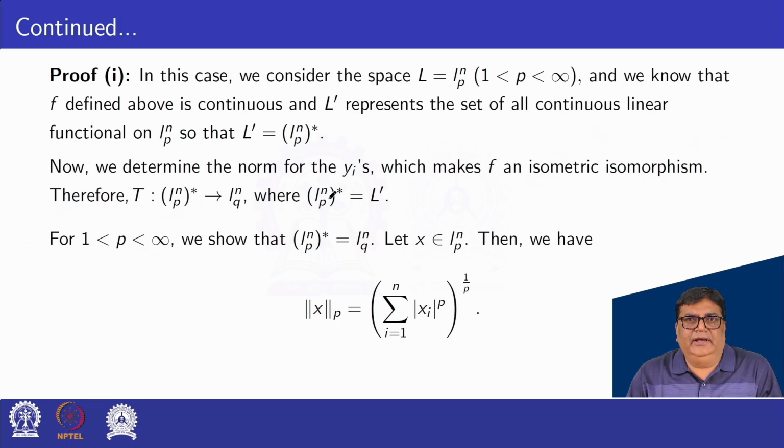Let x be an element of LPn. Then we have the norm of x in p equal to summation i equal to 1 to n of mod xi to the power p, whole to the power 1 by p. We know that this is the norm for LPn, that is, if x belongs to LPn, then the norm of x is equal to this.